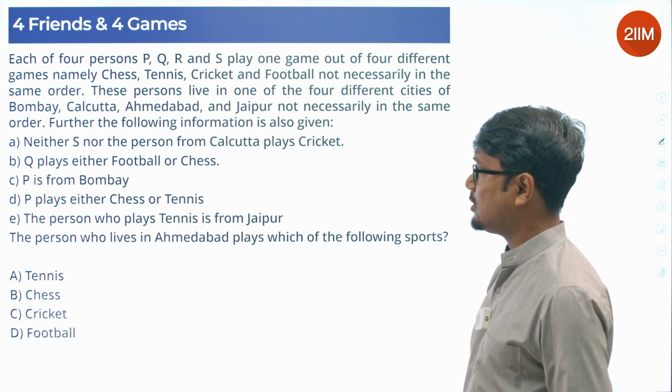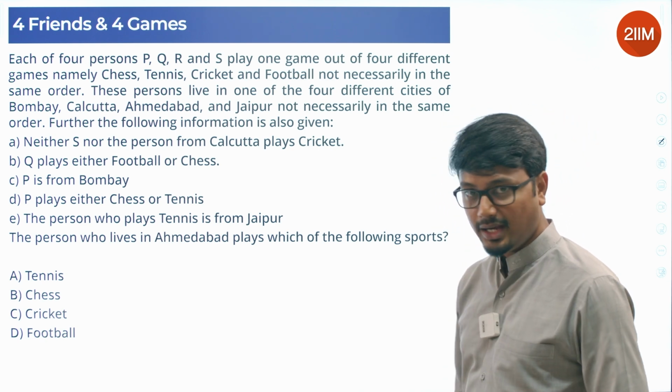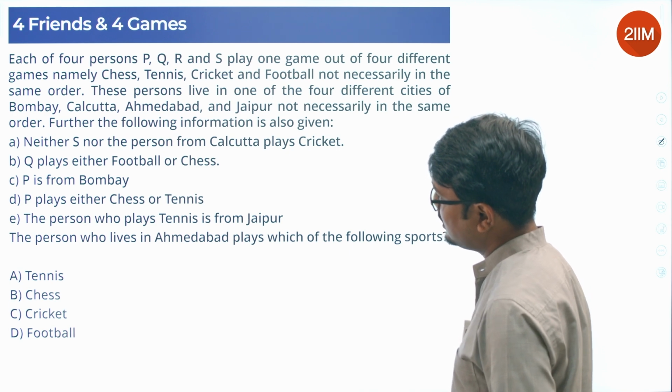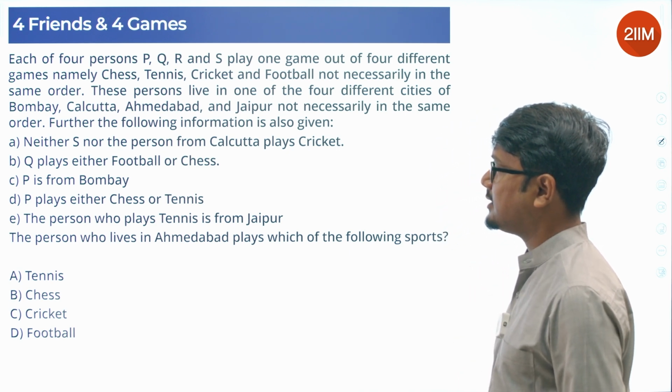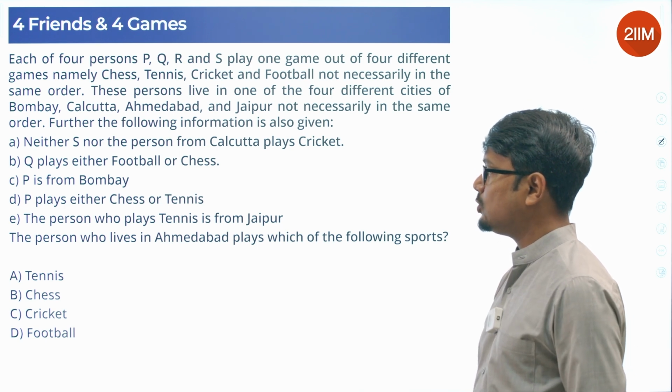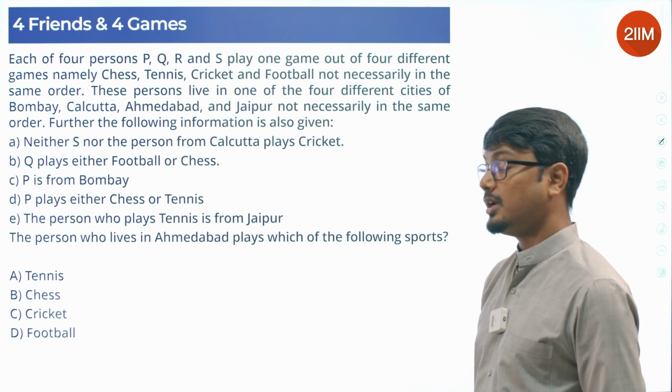Neither S nor the person from Calcutta plays cricket. Q plays either football or chess. P is from Bombay. P plays either chess or tennis. The person who plays tennis is from Jaipur.